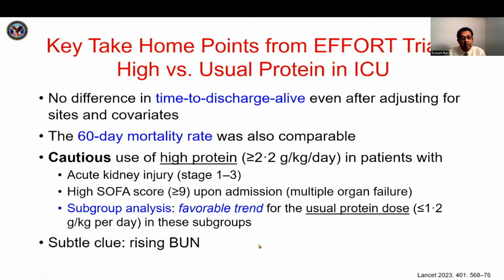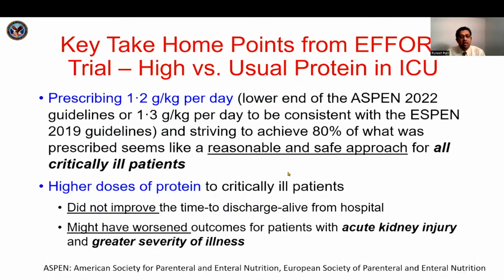How could you recognize that they have been overfed or given too much protein? One of the clues is rising BUN levels, after excluding GI bleed. Another key take-home point was that prescribing 1.2 gram per kilogram per day, which is the lower end of the ASPEN 2022 guidelines, or 1.3 gram, which is consistent with the European guidelines, and striving to achieve close to 80% of the delivery seems to be a reasonable and safe approach for all critically ill patients.